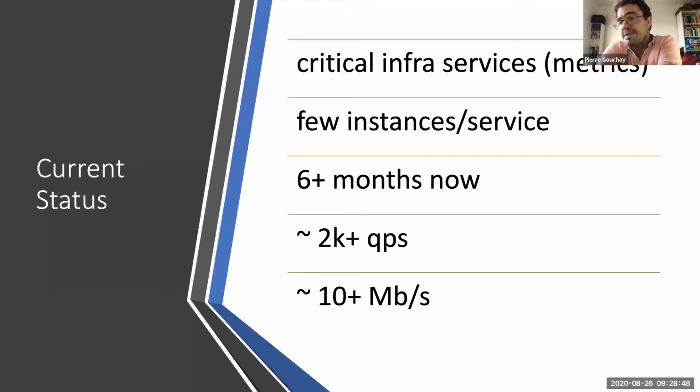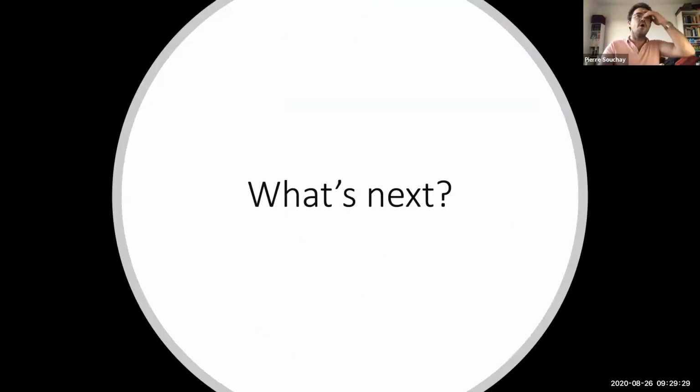Our current status is that we are using it on a few services, just a few dozen, but for months and for critical services, meaning that we are sure this system is working well in our case. It is working on a few services for now, because what is very hard in those systems is when you have to deal with a large number of instances. It's around 2,000 queries per second on the largest Consul Connect services, with throughput around 10 megabits per second of data.